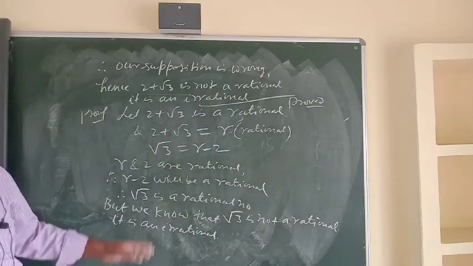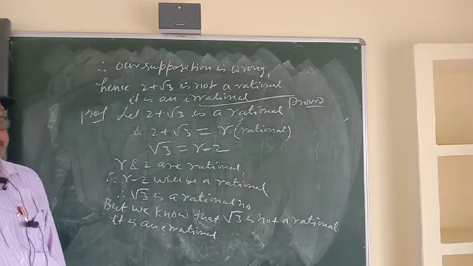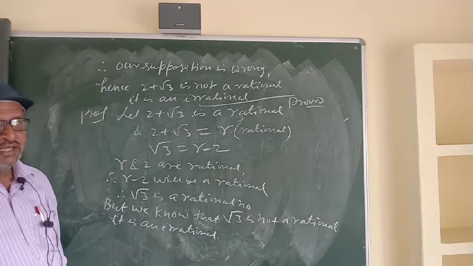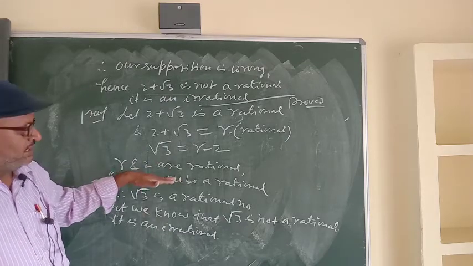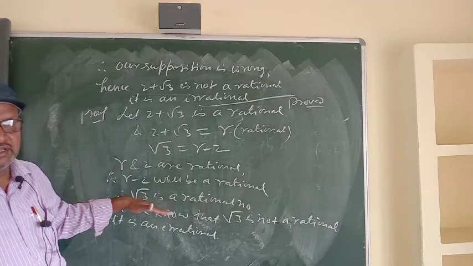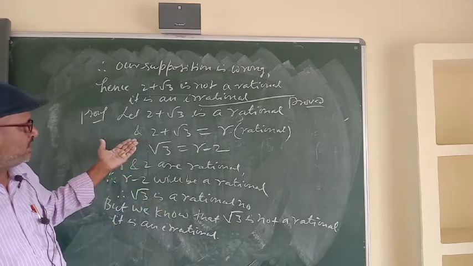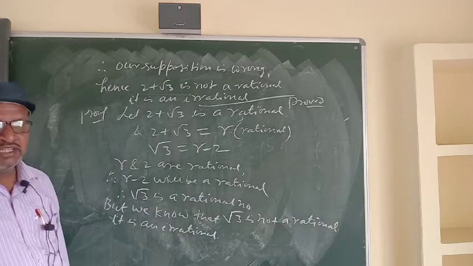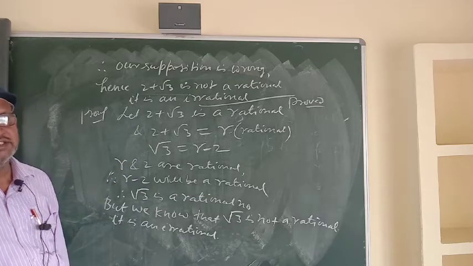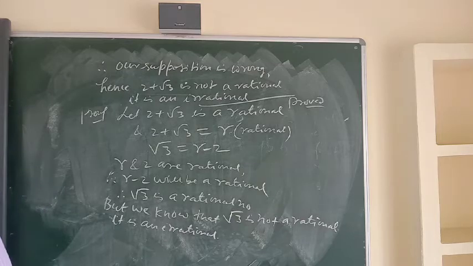So firstly we will suppose that the given number is not an irrational number, it is a rational number. Then we reach the contradiction, and from there we can write our supposition is not correct, it is wrong. Hence the given number is not a rational number, it is an irrational number. So in this way we can prove a given number is an irrational number.